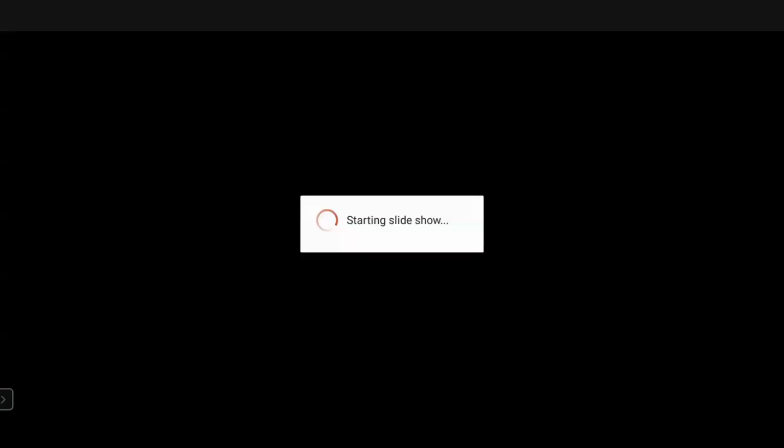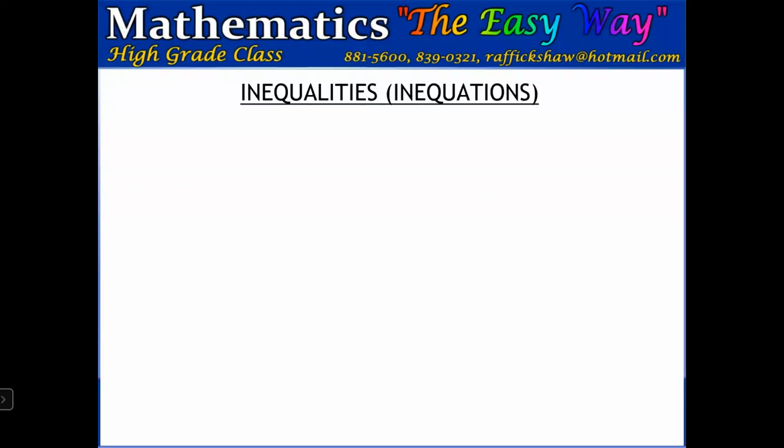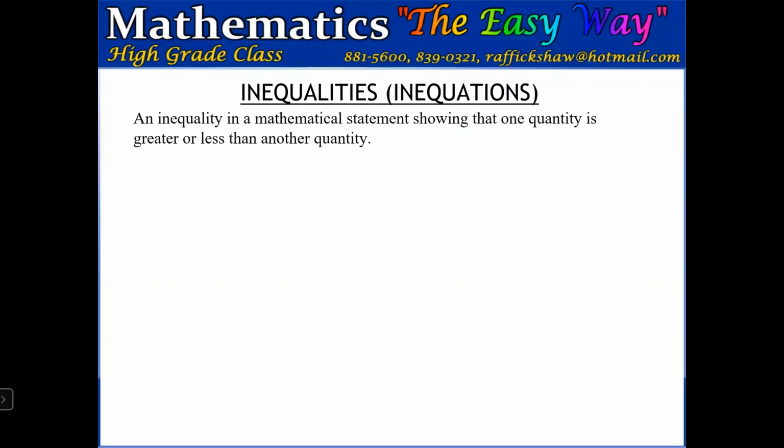So this is where we're at now, guys. Inequalities, and in particular, linear inequalities. Inequalities and inequations. Let's go straight into it. So what are inequalities? Inequalities are mathematical statements showing one quantity that is either greater or less than another quantity. So that's when the inequality sign comes into play. That's what this is about.